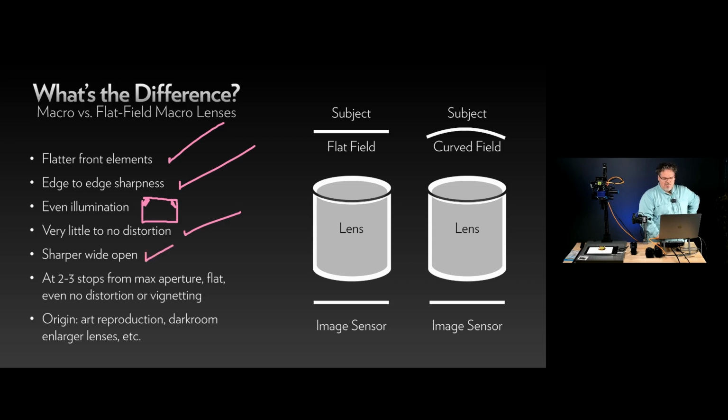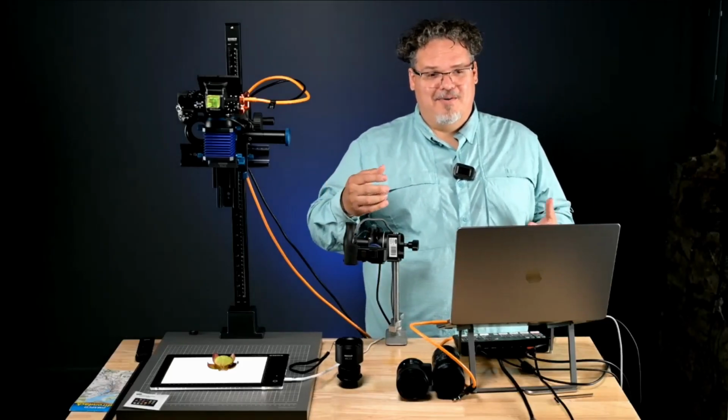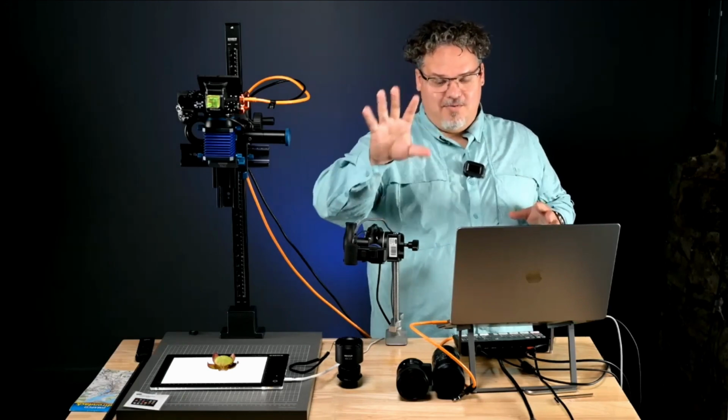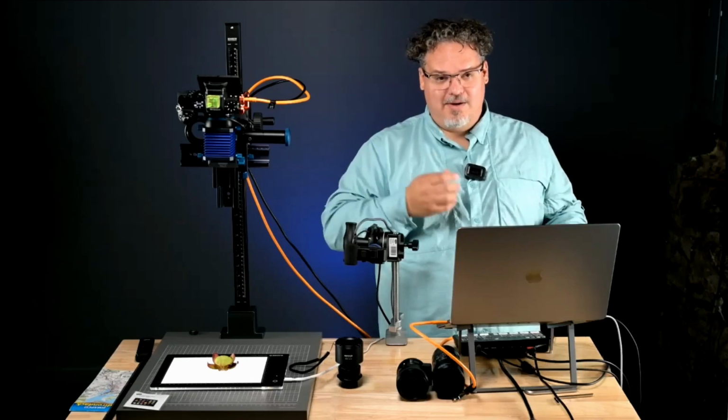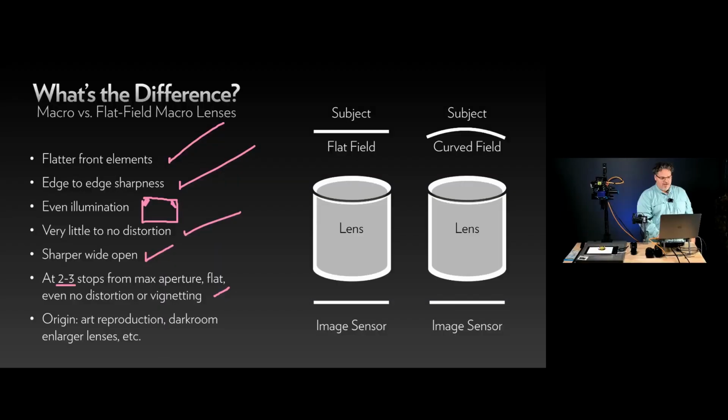Wide open, they're generally sharper than other lenses that are not optimized for flat field. And once you stop down about 2 to 3 stops from the maximum aperture, it's truly flat and even with no distortion or vignetting. So you don't have to stop down almost all the way to the end of the lens, which you don't want to do anyway. This is a good thing to know. They come from both art reproduction and darkroom enlarger lenses. So of course, a negative in a carrier, or when you're trying to photograph a piece of artwork, you want absolute flatness. And that was really the origin of this type of lens.